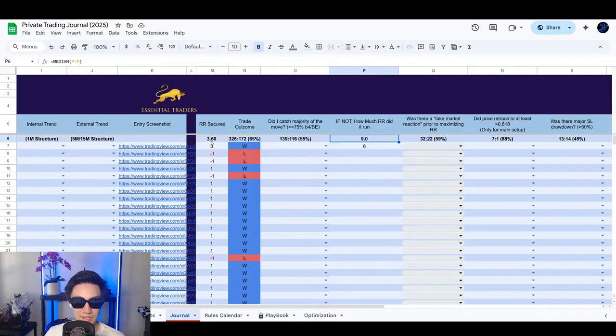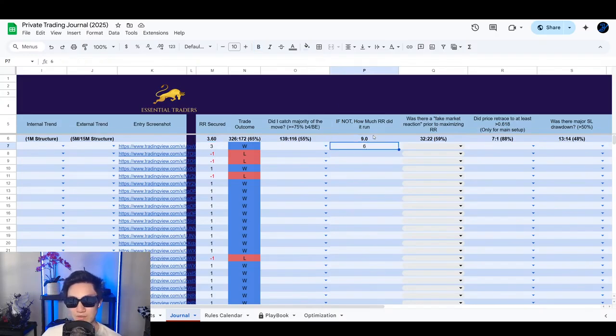But this pure number here tells me my risk reward average is 3.6 here after 600-ish trades. And the median of how much I actually ran for each trade is 9 risk reward. So I'm basically telling myself from my data that I'm still missing out on risk reward. Even though I'm catching 3.6 risk reward, which is pretty solid per trade, I'm still missing out on like a third or 2/3 of my winning trades that run for a 9 average.